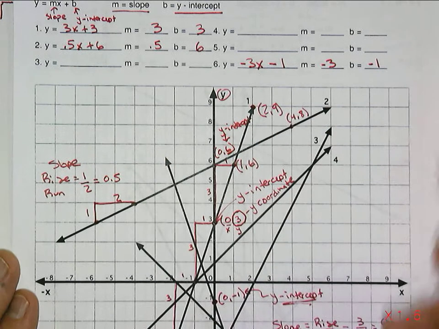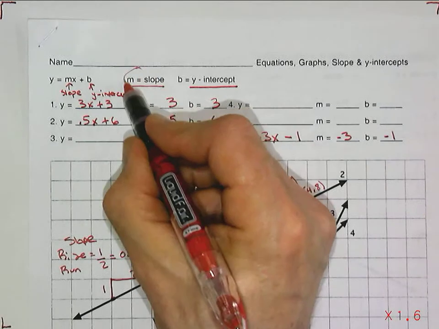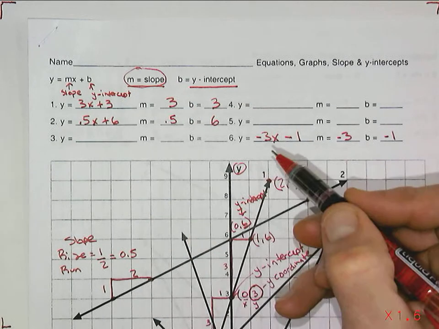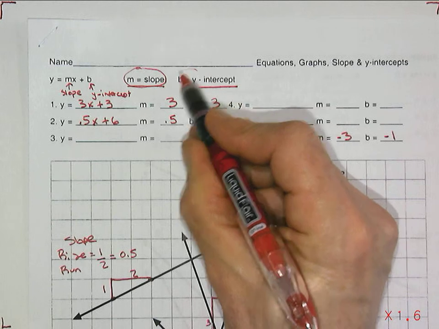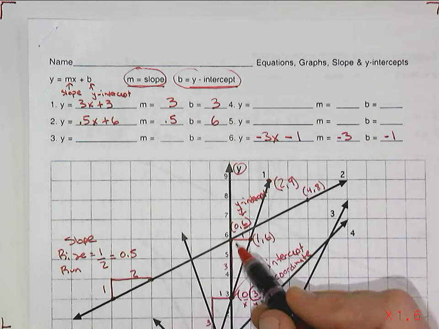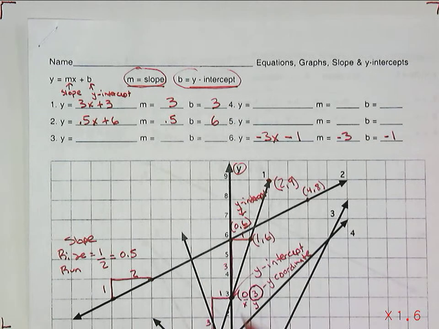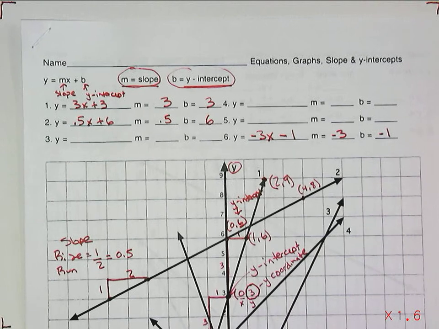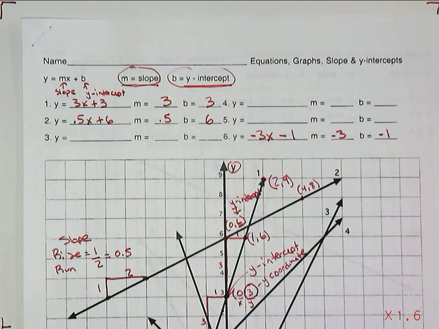So the two things you always need are the slope, the rise over the run, and the y-intercept, which is the place where the line crosses the y-axis. It's the y value of where it crosses the y-axis. And that's how you find equations for lines if all you have is a line.